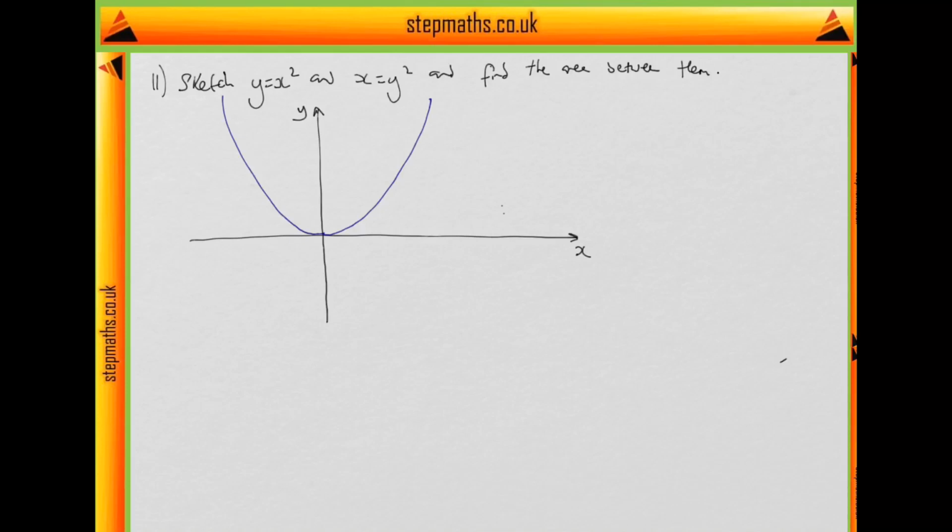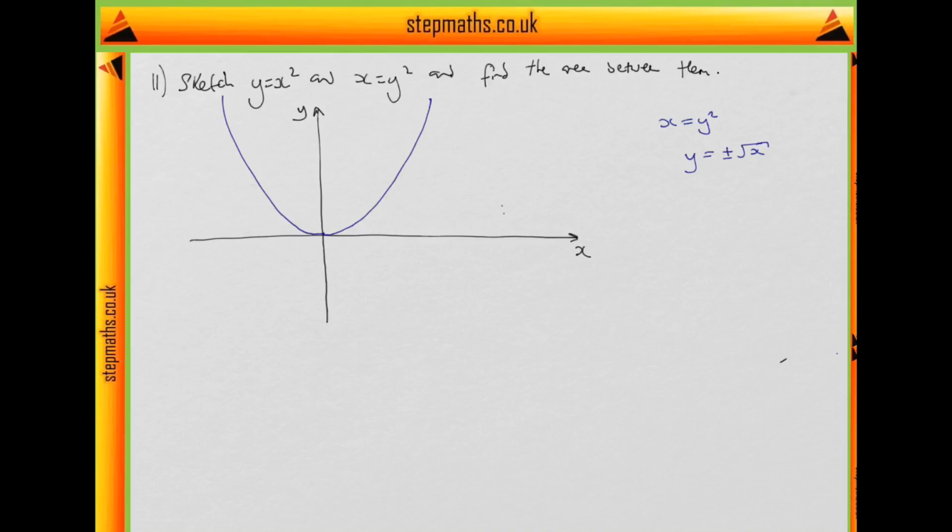Okay, so what about x equals y squared? This is more of an unfamiliar one. So we have x equals y squared. Well, normally we have y equals something in x. So why don't we square root both sides, remembering the fact that it can be positive or negative, and get that y is equal to plus or minus the square root of x.